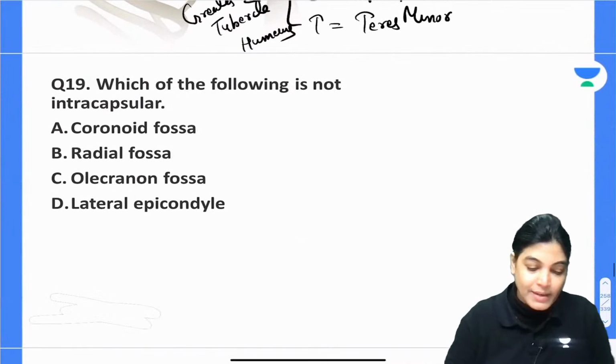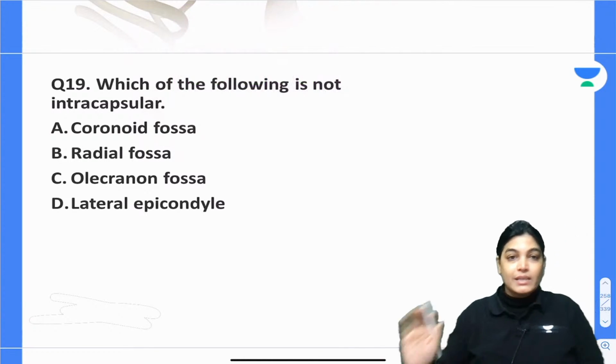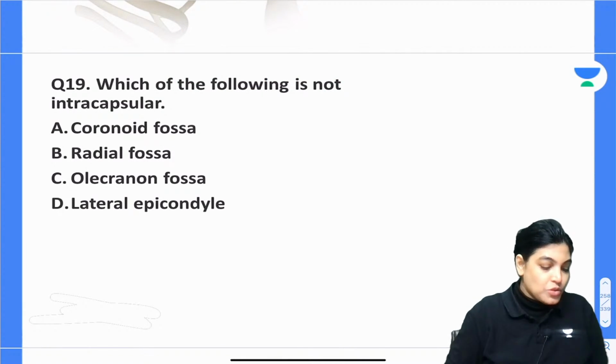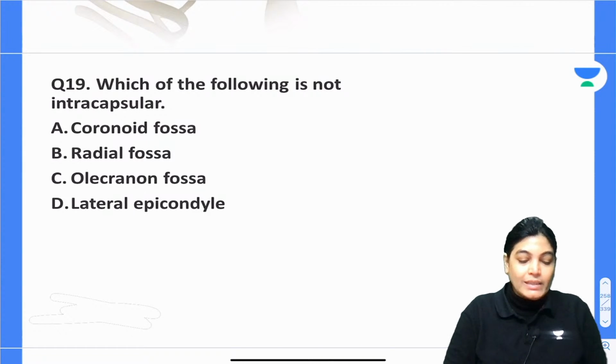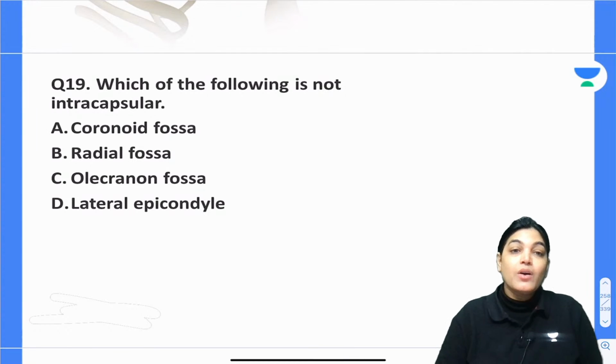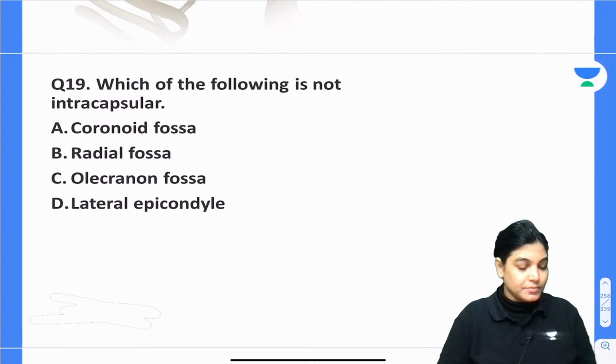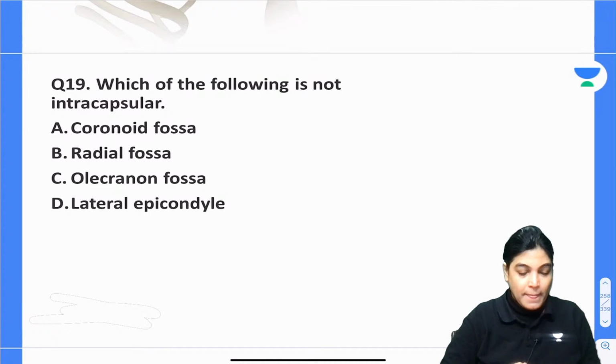Let's move on to the next MCQ, MCQ number 19. We have done with question number 18 and all the muscles in the options, we have discussed them all. Now question number 19: Which of the following is not intracapsular? Coronoid fossa, radial fossa, olecranon fossa, or lateral epicondyle? Mark the correct answer. Your time starts now.